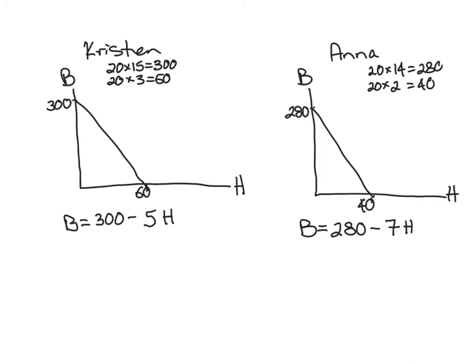So the most hats Kristen can make is 60. And let's look back and see how many bracelets Anna can make. At most she can make 280.